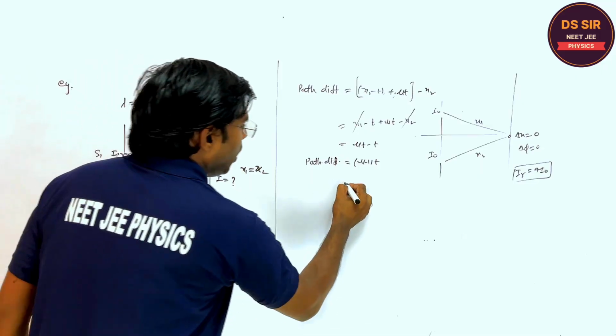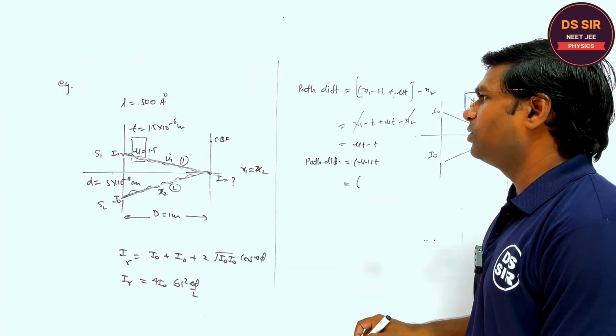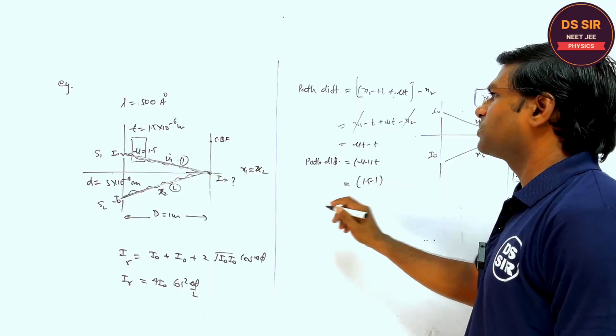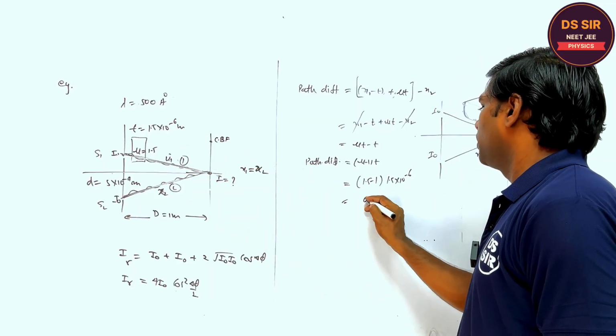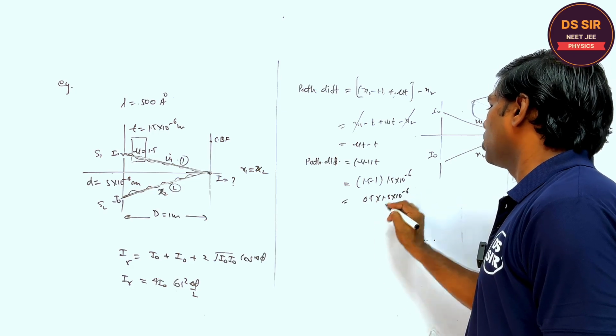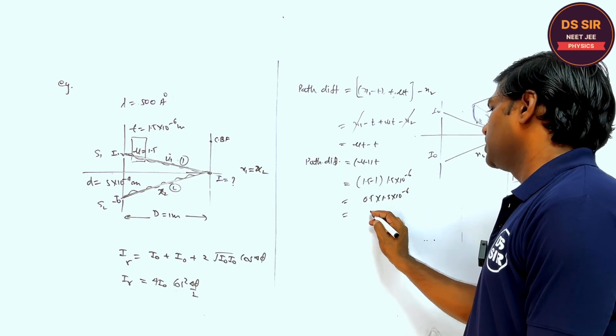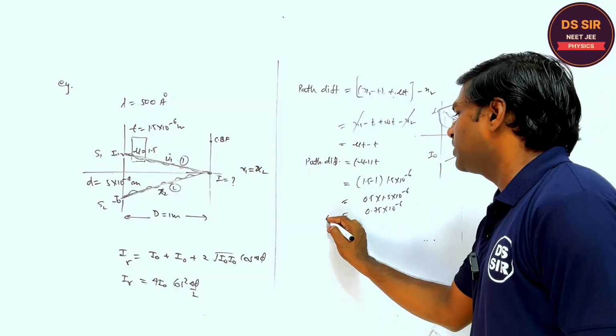Right. So now that you have found the path difference, you have to calculate the value. This is 1.5 minus 1. The thickness is 1.5 into 10 to the power minus 6. So 0.5 into 1.5 into 10 to the power minus 6. Is it clear or not? So 0.75 into 10 to the power minus 6. This is the path difference.